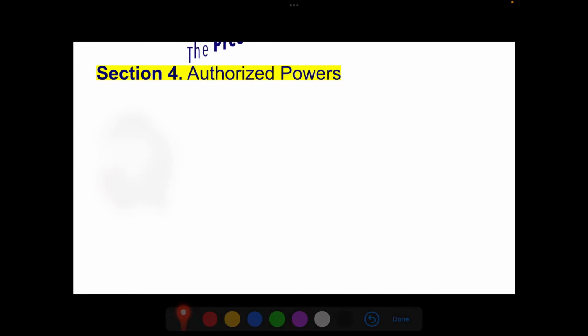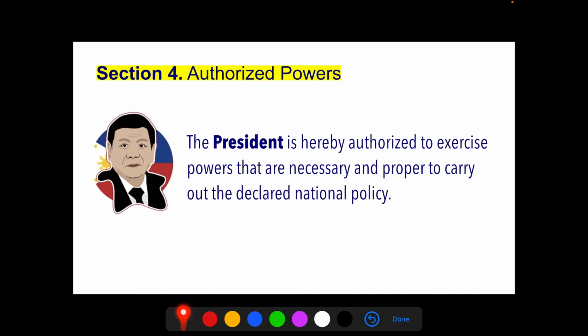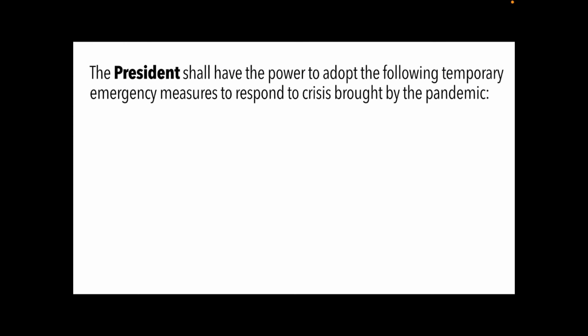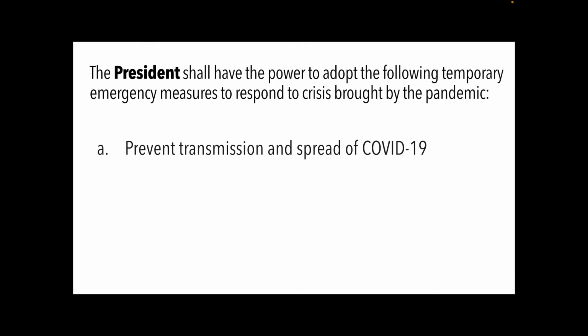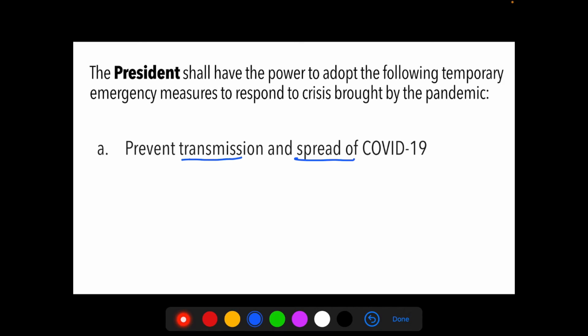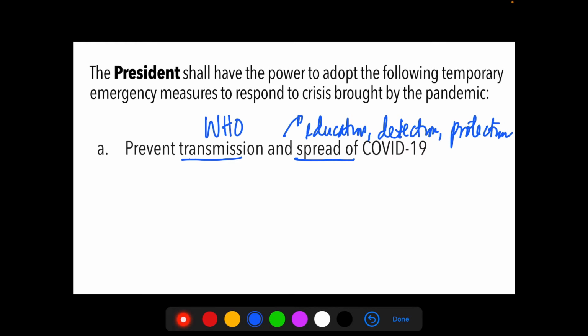Section 4, authorized powers. So the President is hereby authorized to exercise powers that are necessary and proper to carry out the declared national policy. So the President was granted the power to adopt the following temporary emergency measures to respond to crisis brought by the pandemic. So number 1, to adopt and implement measures to prevent or suppress further transmission and spread of COVID-19. So this is as stated in the guidelines and practices mandated by the World Health Organization. So this is also achieved through effective education, also detection, we also have the protection, and the treatment of affected individuals.